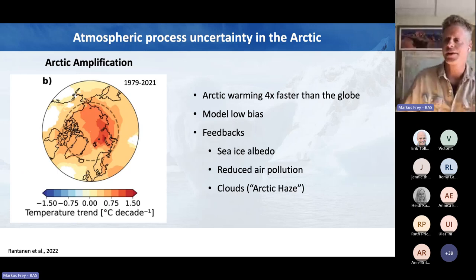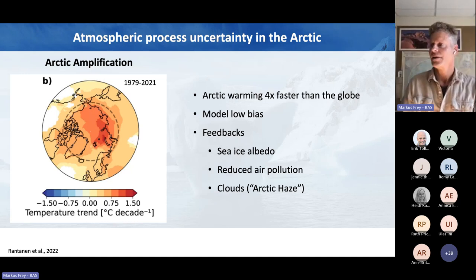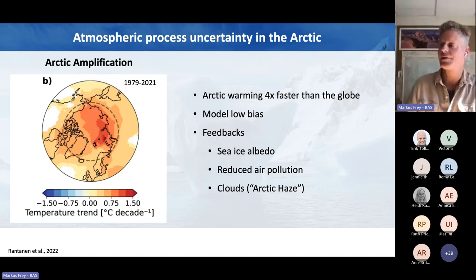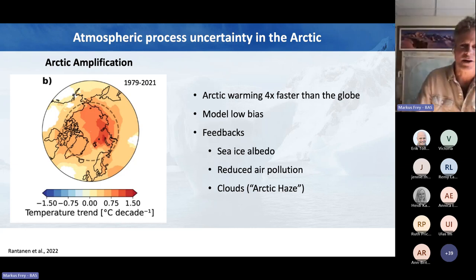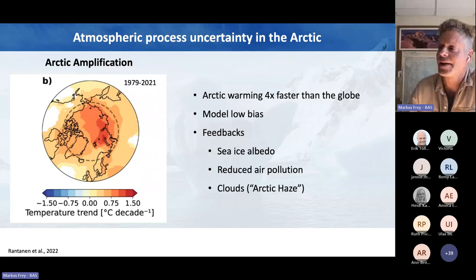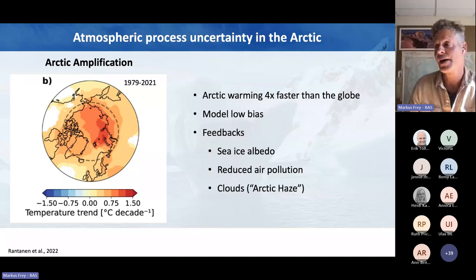So just as a reminder, Arctic amplification is a phenomenon described for the Arctic, where we see that the Arctic is warming 4 times faster than the rest of the globe. On the left, you see the observed temperature trend for the last 4 decades, and the red hotspots are indeed in the central Arctic. However, our global climate models have a low bias, overall too cold, and don't capture that increased warming in the higher latitudes. This is due to incomplete understanding of processes, mainly feedbacks.